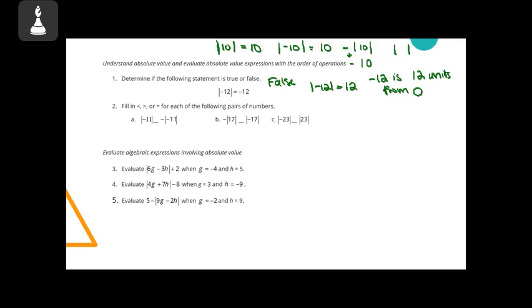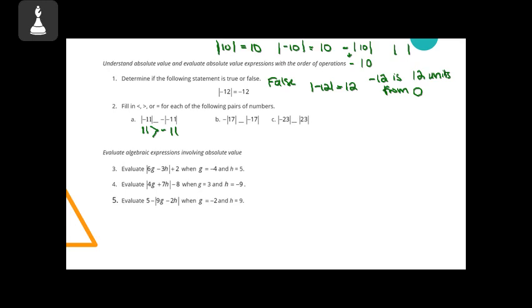So let's try these. The absolute value of negative 11 is going to give me 11. This one has a negative on the outside, so the negative is going to carry down, and then the absolute value of negative 11 is 11. So these are not equal. So we want to fill in with less than or greater than. Well, 11 is bigger than negative 11, so I would use a greater than symbol here.